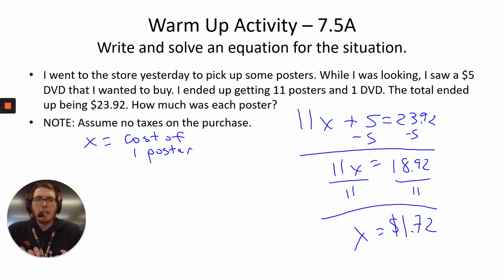So it should be 11x because I bought 11 posters. What's missing is the cost of a poster. Notice here on the left side I defined my variable to be the cost of one poster, and then plus 5 equals 23.92. Then you do your two-step equation work by subtracting 5 on both sides, and then divide by 11. And remember, this is the cost, so it should be to the nearest cent because it's money, and that would be $1.72 for your final answer. But you want to make sure that you write an equation and set that up in a two-step equation approach in order to get that solution for the question.